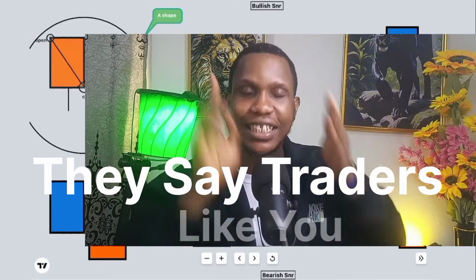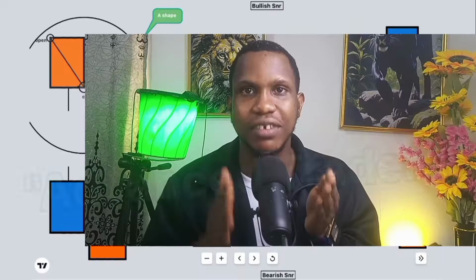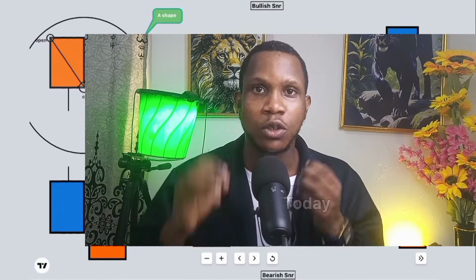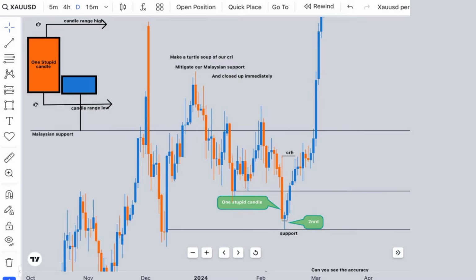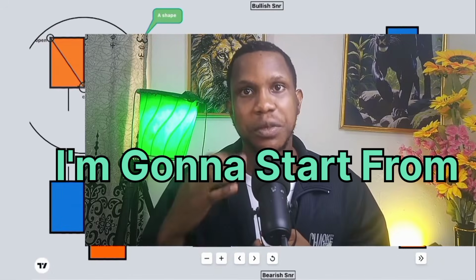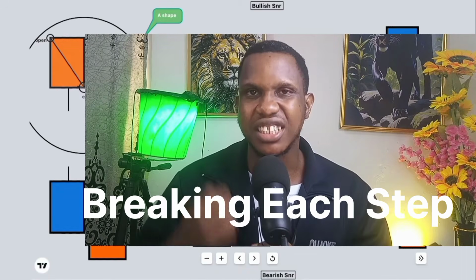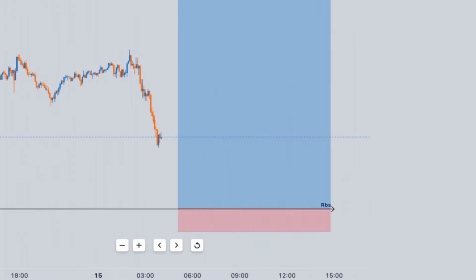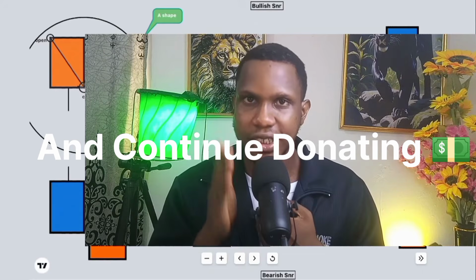They say traders like you can never master the Malaysian SNR. It is only for advanced traders. They lied. Today, I'll show you how to combine Malaysian support and resistance with your candle range theory to take high win rate trades. I'm going to be starting from basics, then move to advanced, breaking down each step. You will learn how to catch market sniper entries. Miss this and continue donating to the markets.